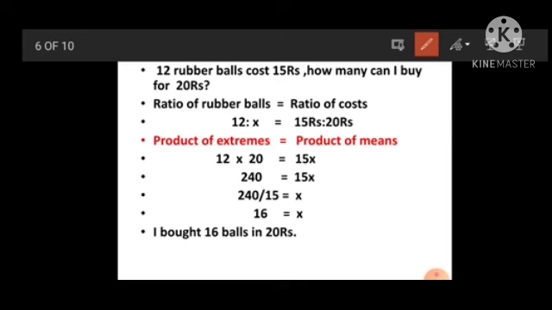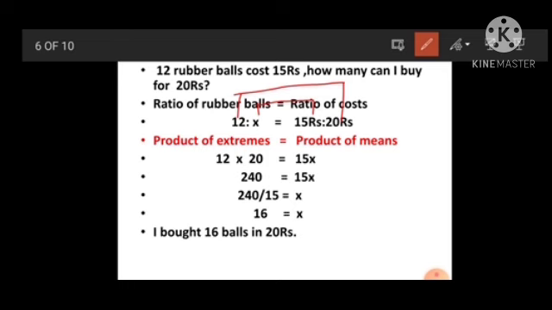So 12 is to x equal to the ratio of cost, 15 rupees is to 20 rupees. Now the formula: product of extremes is equal to product of means. Product of extremes, first and fourth term, 12 multiplied by 20, and product of means, second and third term, 15x. Now 12 multiplied by 20, 240, equals 15x.